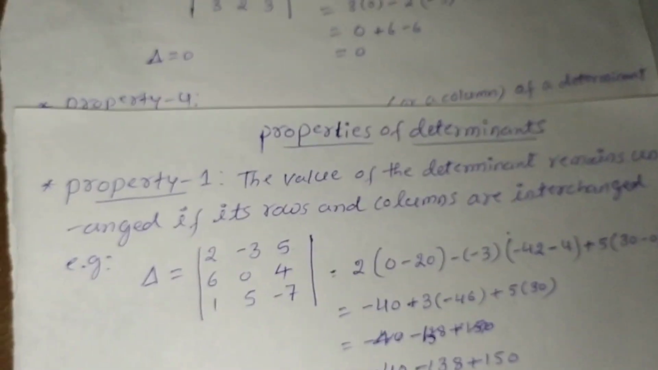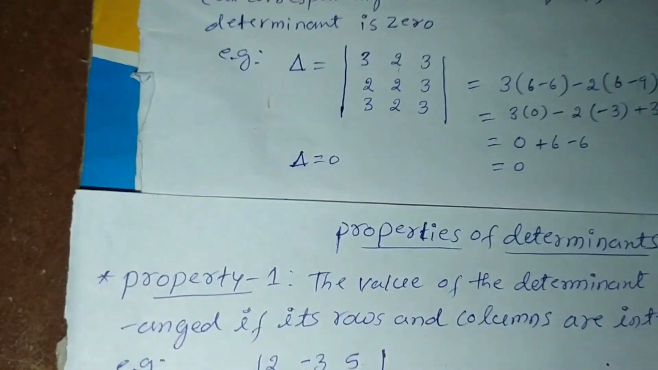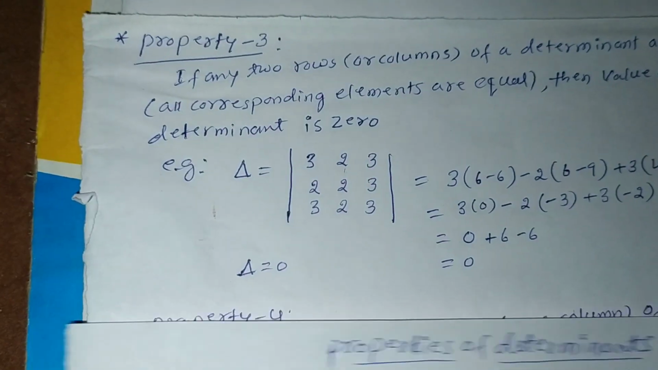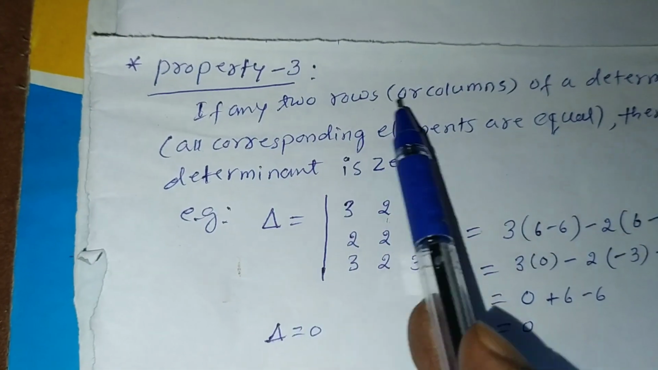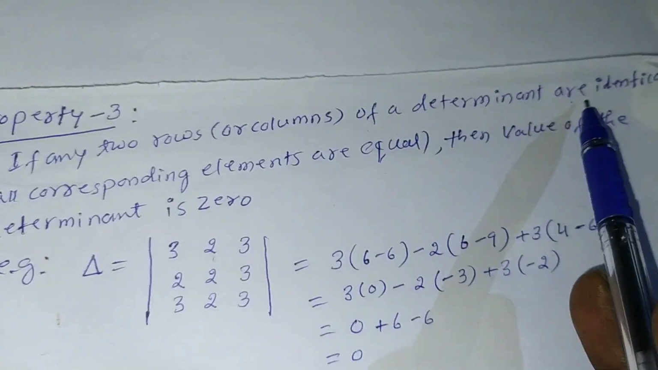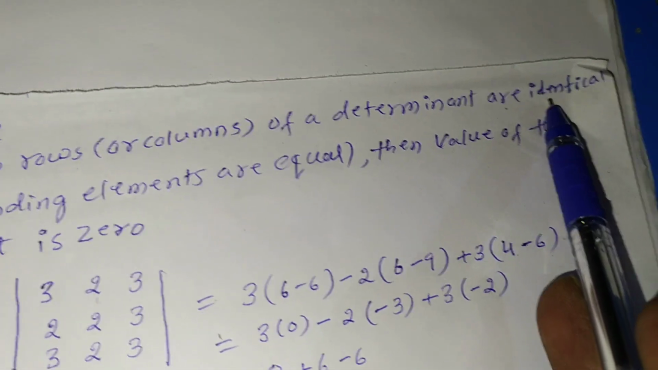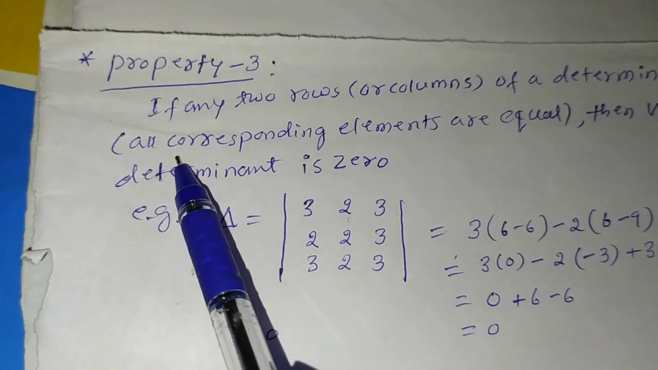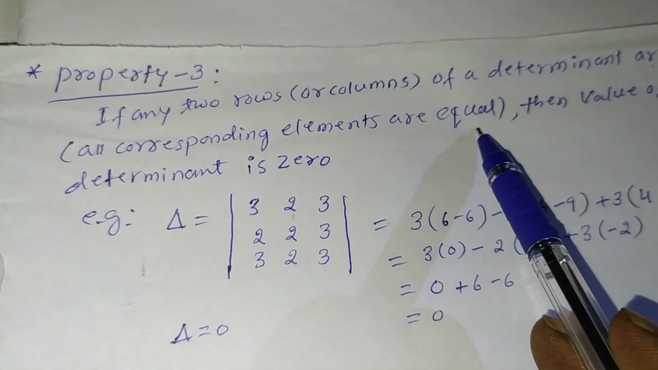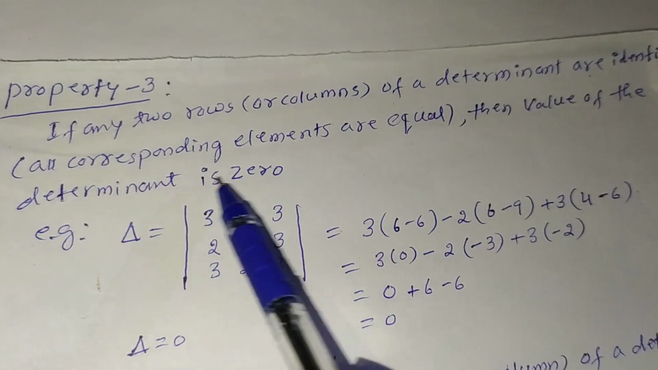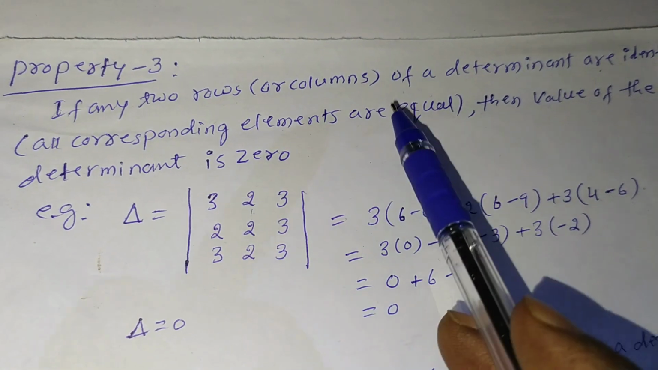Similarly, I am going to the third property, that is an important property. According to the third property, if any two rows or columns of a determinant are identical, please remember, identical means same, in other words all corresponding elements are equal, then the value of the determinant is 0. So this is very simple. This is a very simple property.